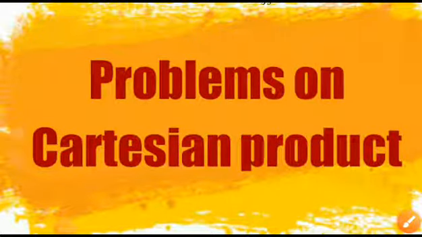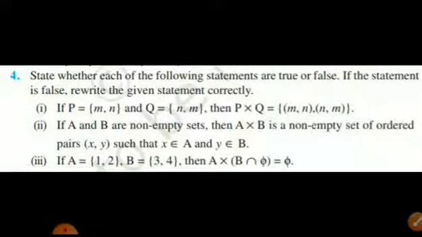Now in this video, we are going to see some problems from exercise 2.1. So let us begin with the exercise 2.1, fourth question. State whether each of the following statements are true or false. If the statement is false, rewrite the given statement correctly.